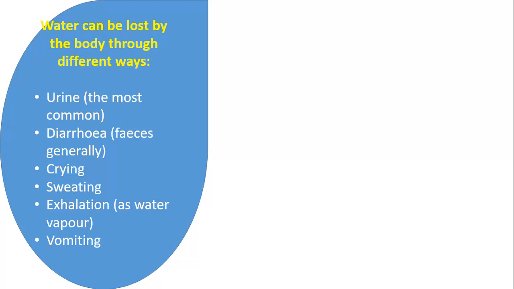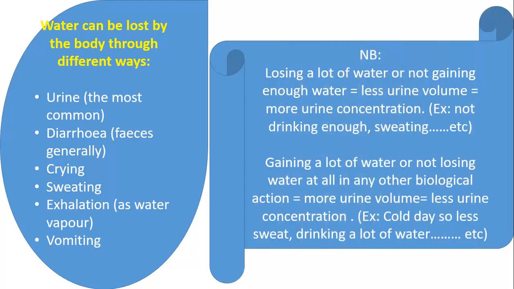Water can be lost from our body through different ways. Urine is not the only way. So the most common way is urine, that's true, but also diarrhea or even feces contains water. Remember when we said that reabsorption happens in the large intestine, but no matter how much the feces stay in the large intestine or in the rectum, this doesn't mean that all the water returns to the body. Some of the water goes out with the feces. Also, crying makes us lose water. Sweating, exhalation when we lose water in the form of water vapor. Vomiting also makes us lose water.